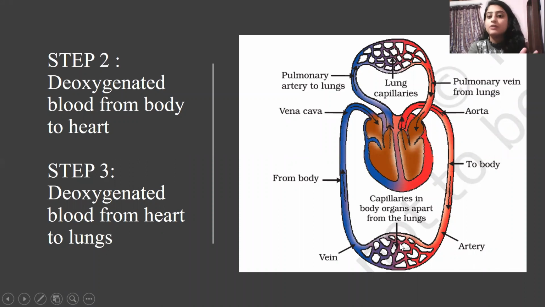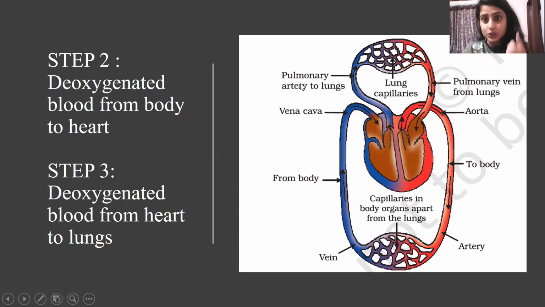The deoxygenated blood from the body goes to the right atrium. The right atrium is in a relaxed state so that it can receive the blood. It receives the blood, contracts to give the blood to the right ventricle, which is also the deoxygenated blood. Now in step 3, this deoxygenated blood from the right ventricle will go to the lungs through the pulmonary artery.